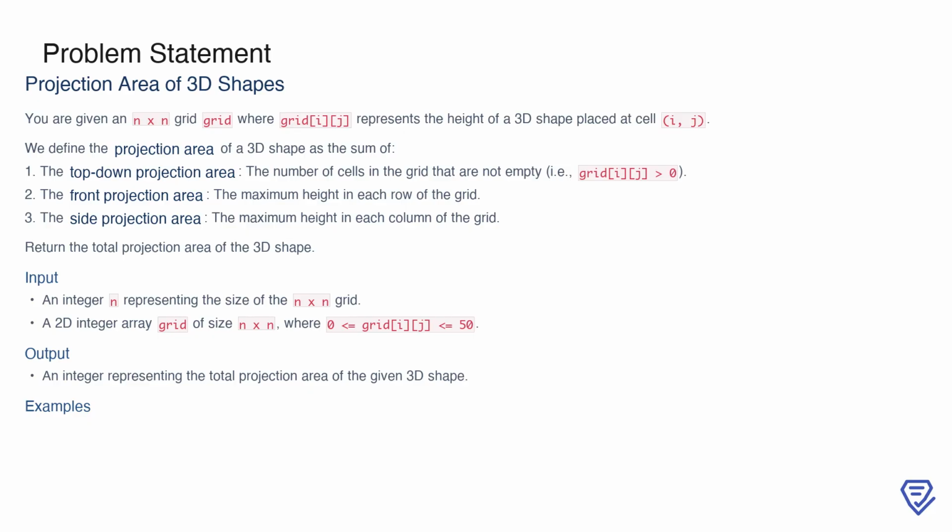The input consists of the size of the grid, n, and the 2D array grid where each value represents the height at that specific cell. The output is a single integer representing the total projection area.